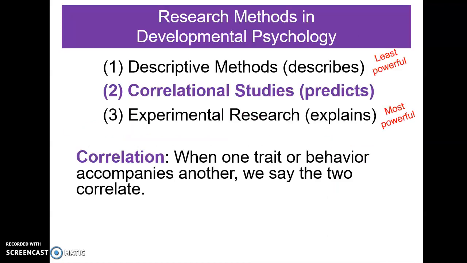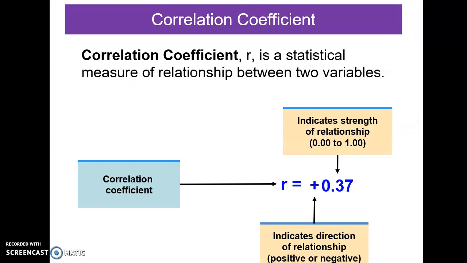Next one is correlational studies. Correlational studies, as you probably remember, is basically when we are looking to see if two variables correlate or are related to each other. So if you remember from this one, you receive a correlation coefficient, which is the statistical measure of the relationship between the two variables. As you can see right here, the correlation coefficient is r, and you will get an output of a sign plus a number. The number will be anywhere between 0 and 1. Okay, and this indicates the strength of the relationship.